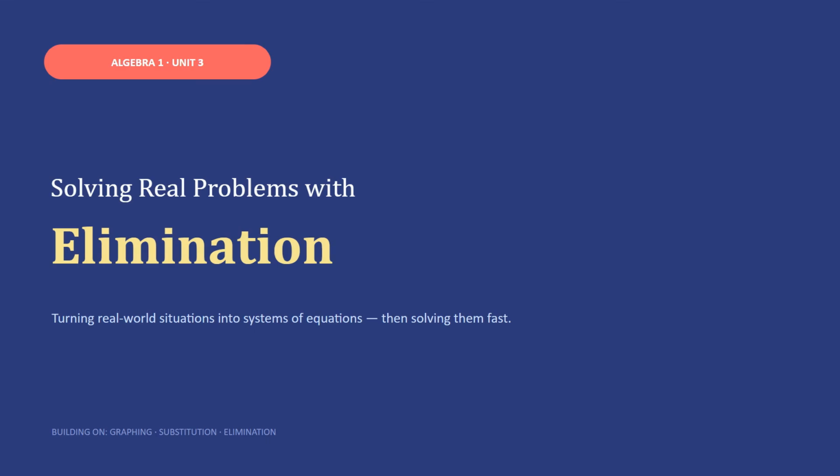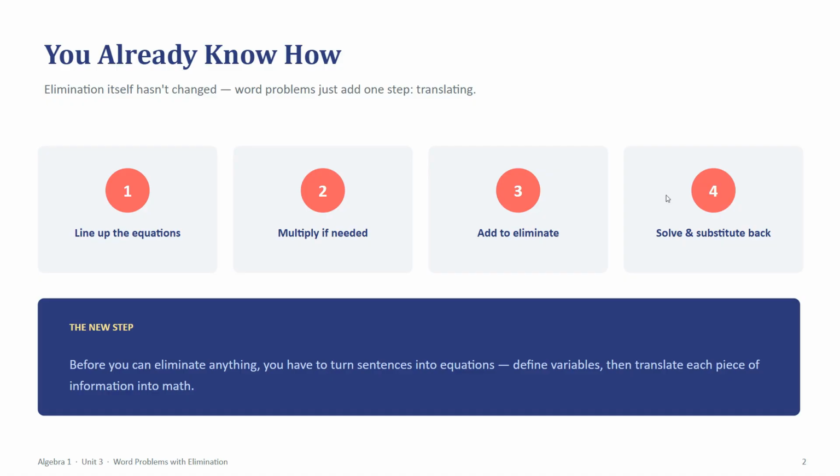Hello, today we'll learn how to solve real problems with elimination. You already know how to line up the equations, multiply if needed, add to eliminate, and solve and substitute back. The next step is, before you eliminate anything, you have to turn sentences into equations, define variables, then translate each piece of information into math.